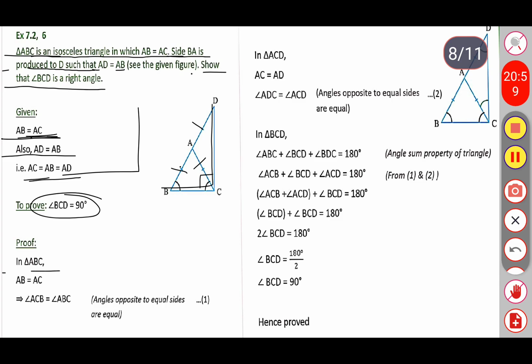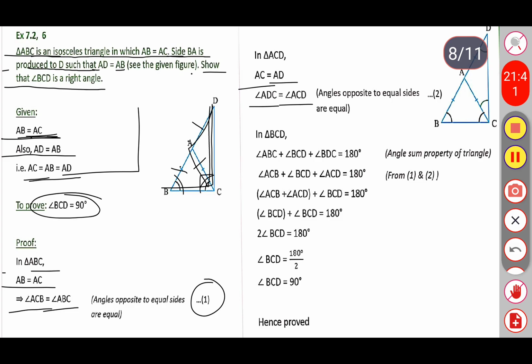In triangle ABC, two sides are equal. AB is equal to AC. If AB is equal to AC, their opposite angles are equal, no? So angle ACB is equal to angle ABC. Angle B and angle C are equal. So consider that one as equation 1. Similarly, in triangle ACD, AC is equal to AD. If two sides are equal in triangle ACD, the corresponding angles are also equal. Therefore angle ACD and ADC are equal.